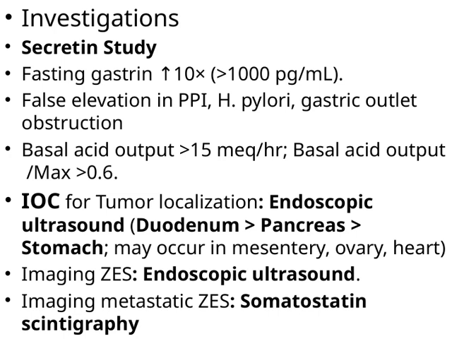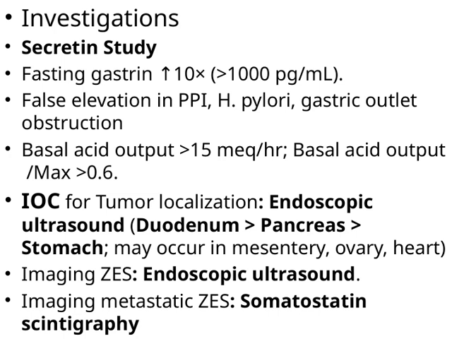Next, we look at basal acid output. In ZES, this is usually greater than 15 milliequivalents per hour. When you compare basal acid output to maximal acid output, a ratio greater than 0.6 further supports the diagnosis. For tumor localization, endoscopic ultrasound is a very useful tool. It allows us to identify the tumor, especially in the duodenum, but it can also detect lesions in the pancreas and stomach. Sometimes, tumors can be found in other areas like the mesentery, ovary, or even the heart, which underscores the importance of thorough imaging.